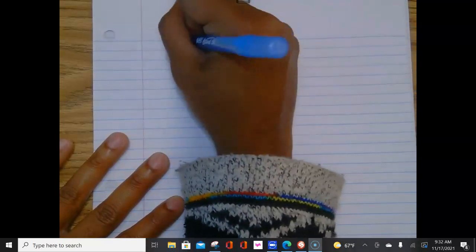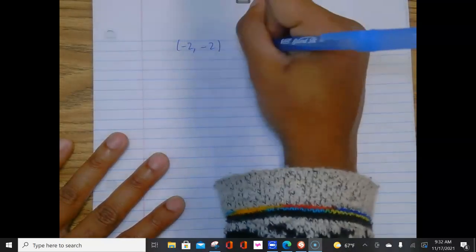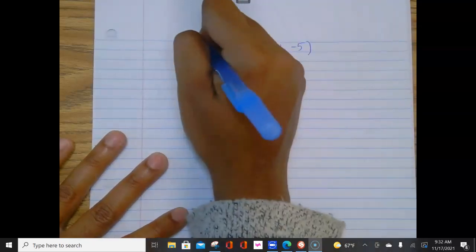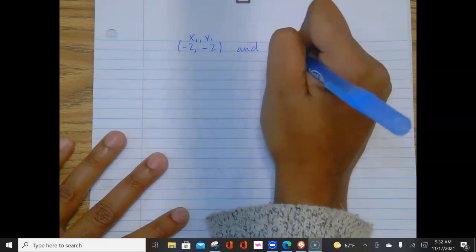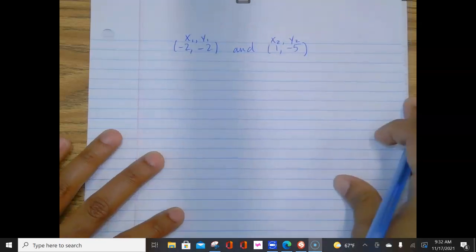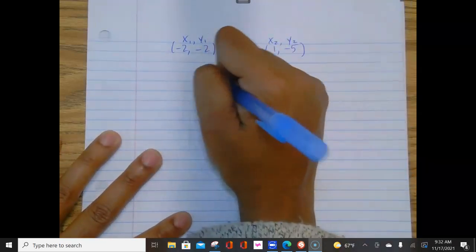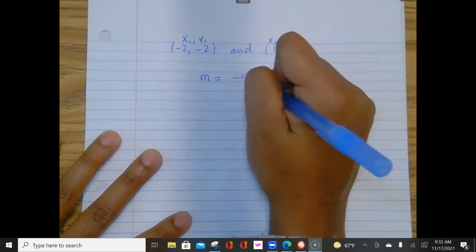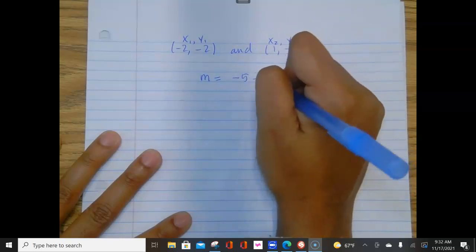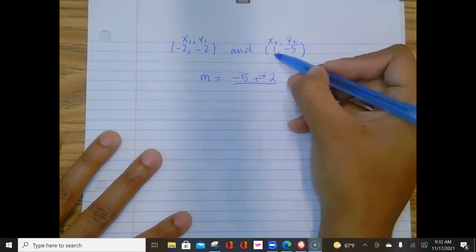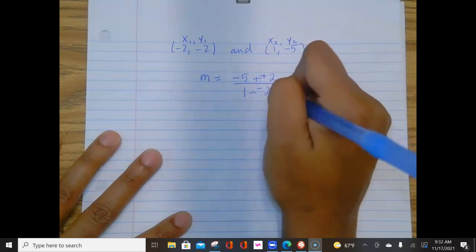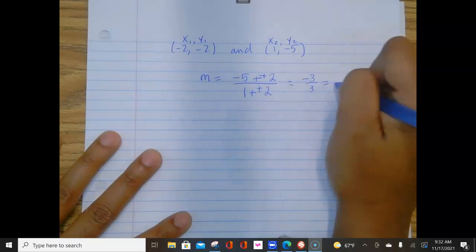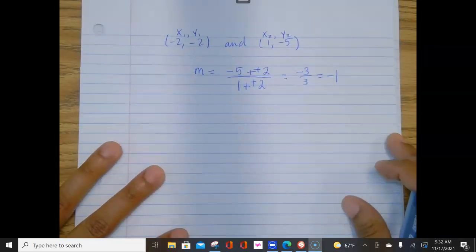All right, so if I have negative 2, comma, negative 2, and the second point is 1, comma, negative 5, then this one would be my x1, y1, and this is my x2, y2. I have to calculate the slope, right? So m is equal to y2 minus y1, which would be negative 5, minus negative 2. At the bottom, we have 1 minus negative 2. And so now we have negative 3 over 3, which again is negative 1. So my m is negative 1.